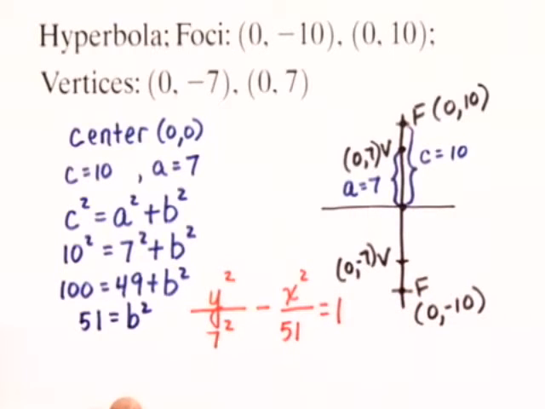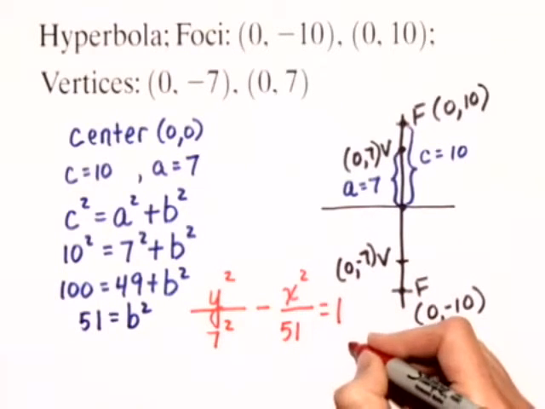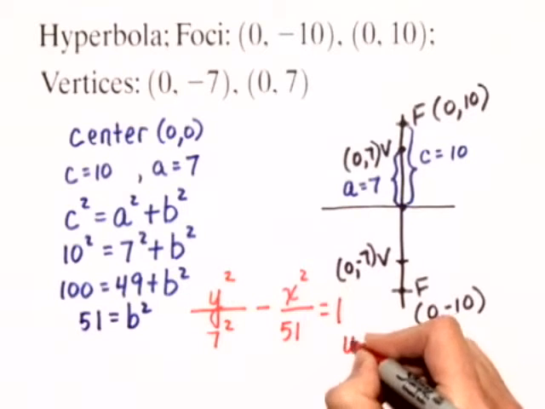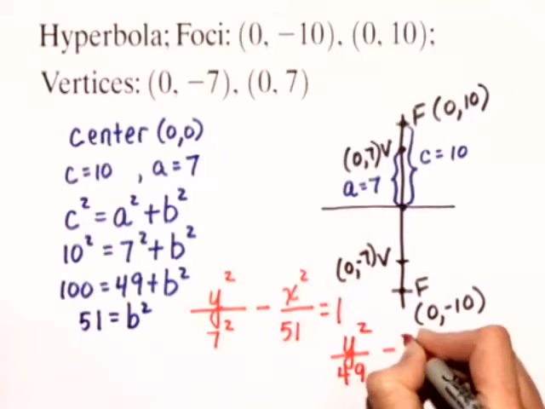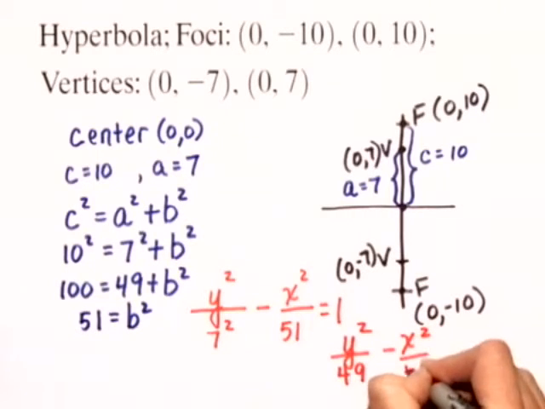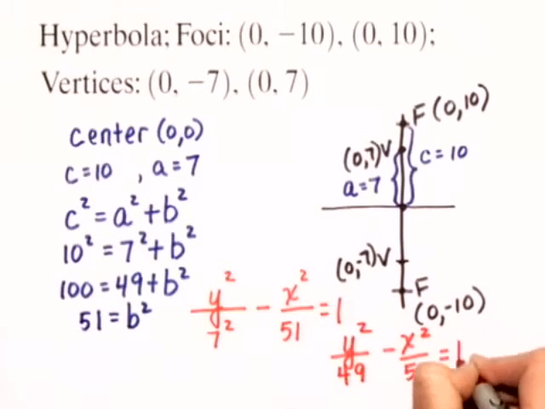I can change the 7 squared to 49, and I'll write my final answer as y squared over 49 minus x squared over 51 is equal to 1. That's the equation of this hyperbola in standard form.